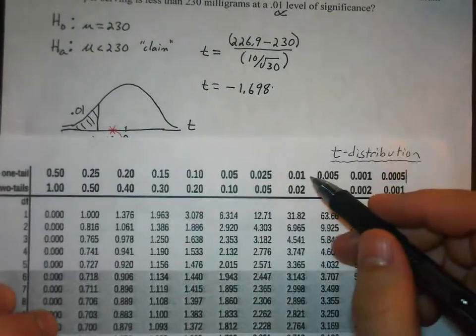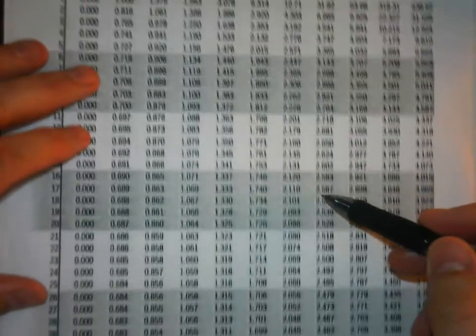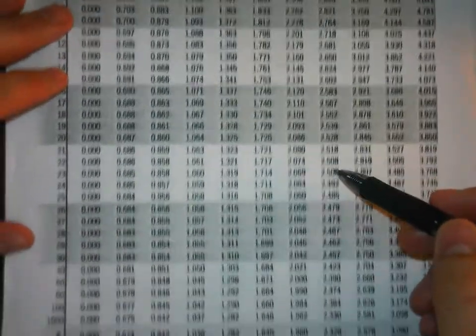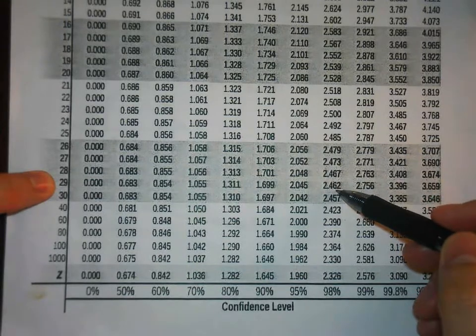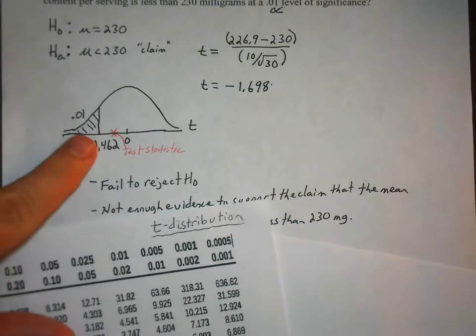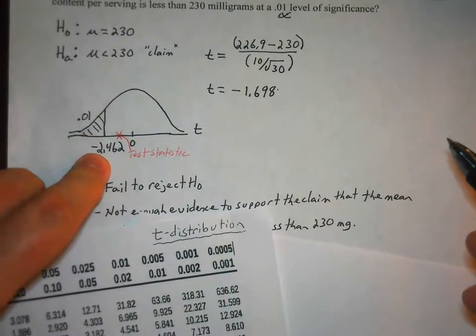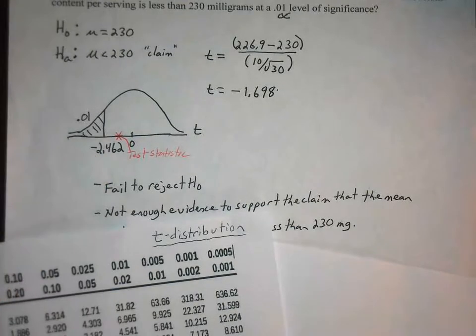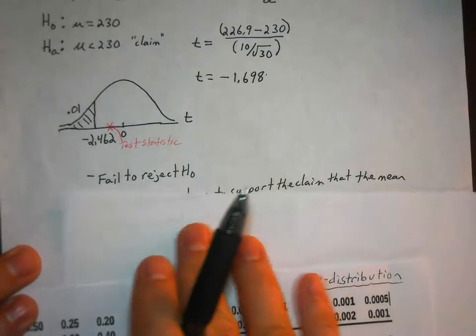So we go to 0.01 in one tail, 29 degrees of freedom. We scroll down to 29 degrees of freedom, right here, and we see we get 2.462. We use negative because we're on the left-hand side. Zero is in the center, remember. So negative 2.462 is your cutoff for the rejection region for the null hypothesis.